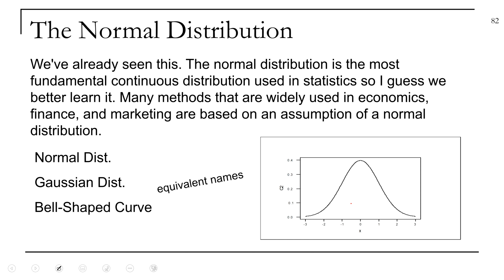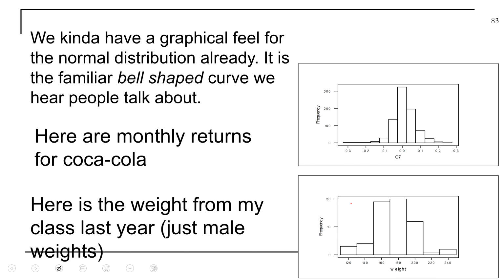The most common continuous random variable, though, is called the normal distribution. It has equivalent names. It's also called the Gaussian distribution, after Carl Gauss, who did a lot of work on it, or the bell-shaped curve because it looks like a bell shape. They're all sort of equivalent names for this.